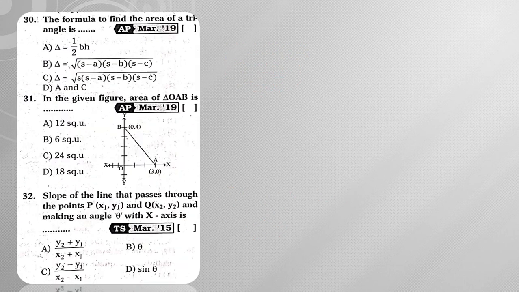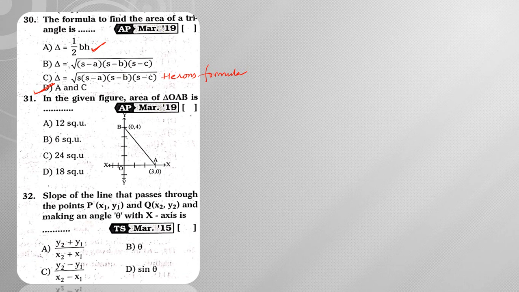Next, moving on to question number 30. To find the area of a triangle, we have half into base into height, and there is one more formula, square root of s into s minus a into s minus b into s minus c. This is what we call Heron's formula. Whenever the three sides of a triangle are given, you can use this formula, right? Hence the answer is A and C.